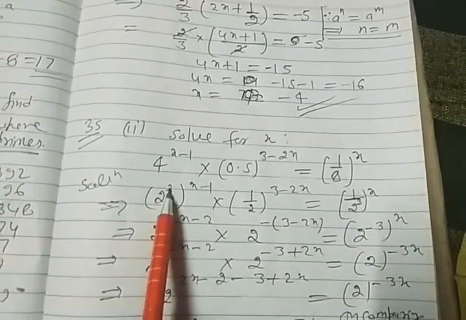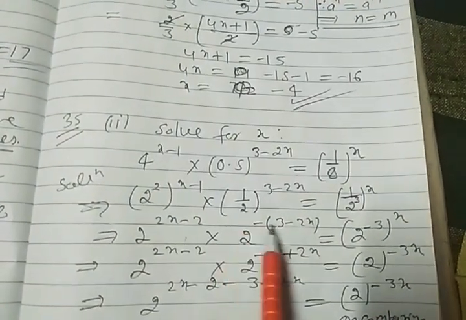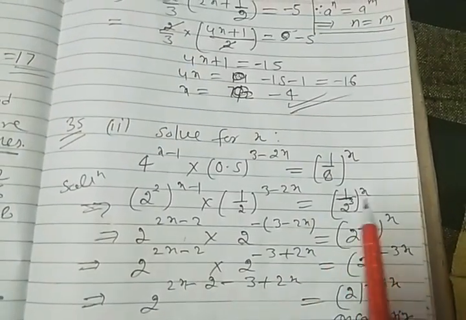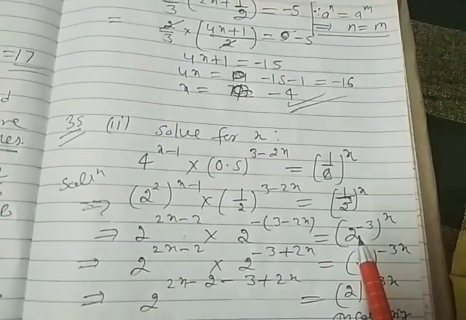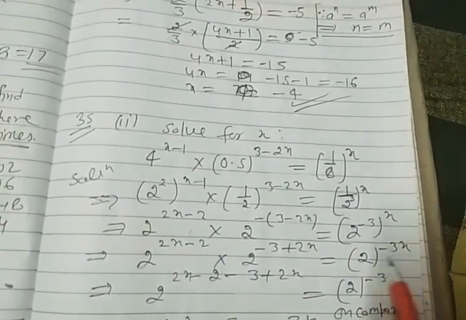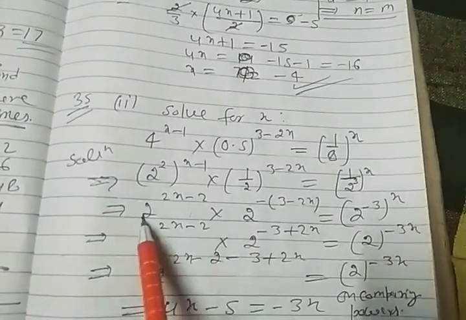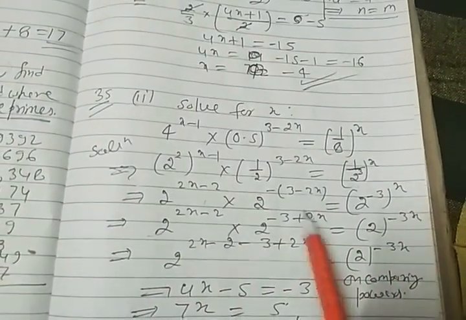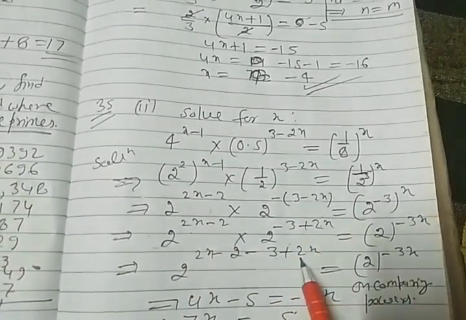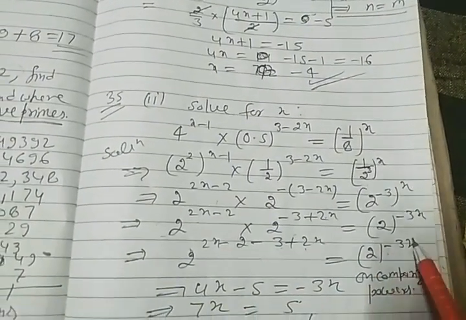Now here again use the power law, power will be multiplied, and taking the reciprocal of this 1 upon 2, it is minus 2 times (3 minus x), 3 minus 2x, and on the right hand side here it is also 2 raised to power minus 3 whole power x. Again apply the power law on the right hand side, this can be written as 2 raised to power minus 3x. On the left hand side bases are same, so powers will be added. Power will be simply added: 2x minus 2 minus 3 plus 2x. On the left hand side power will be added. On the right hand side 2 raised to power minus 3x.